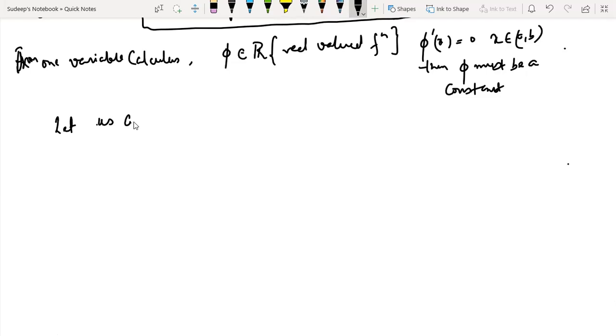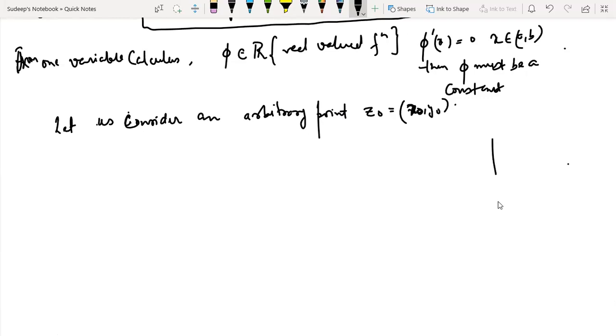Let us consider an arbitrary point. Let's say point z naught, and this is x naught comma y naught. Now let us consider a horizontal line. A horizontal line is always parallel to the x-axis, so y is a constant. So I'll consider a line L constructed in a manner that I put y is equal to y naught, so it is z equal to x plus iota y naught.